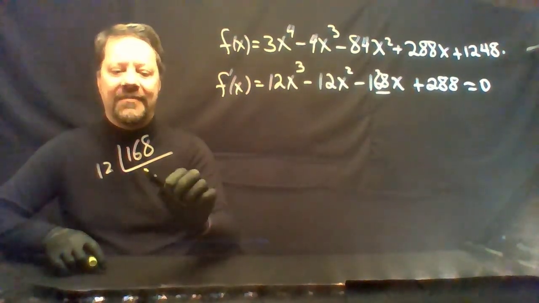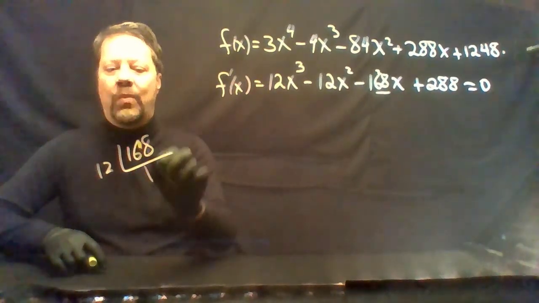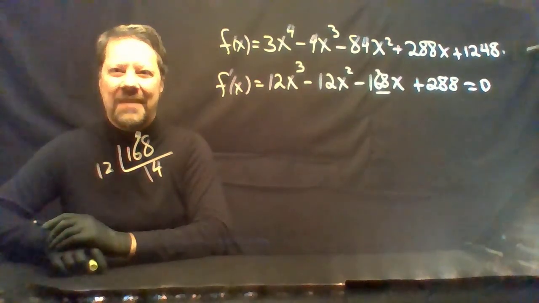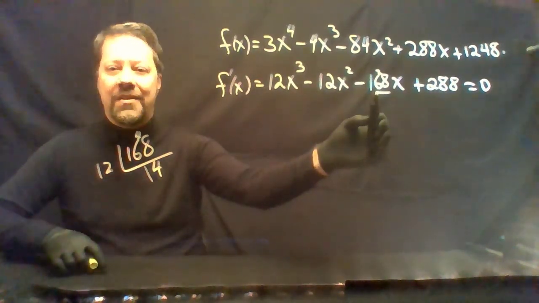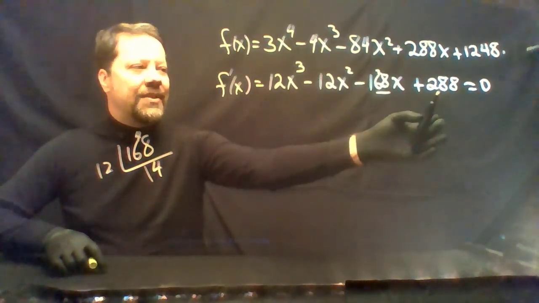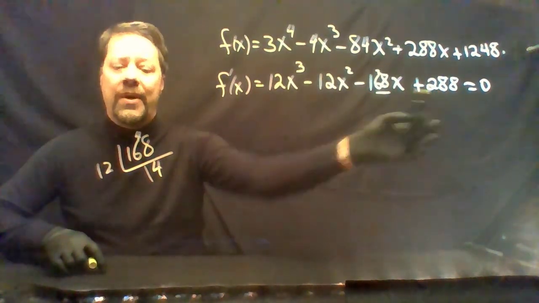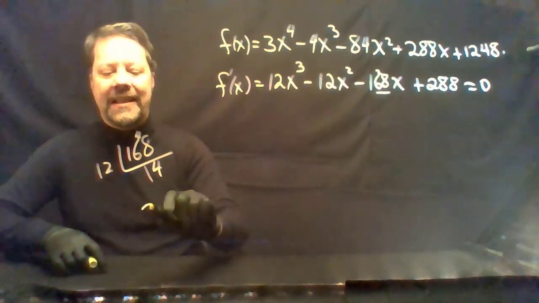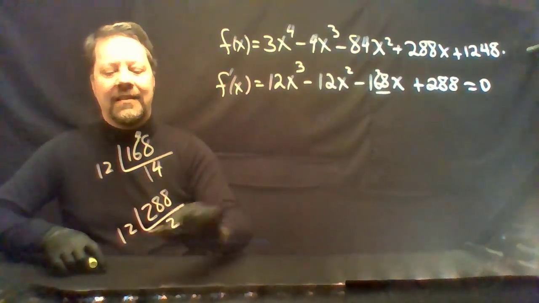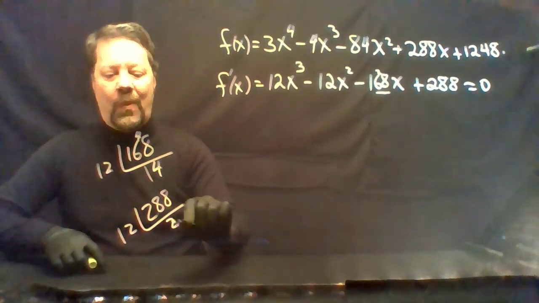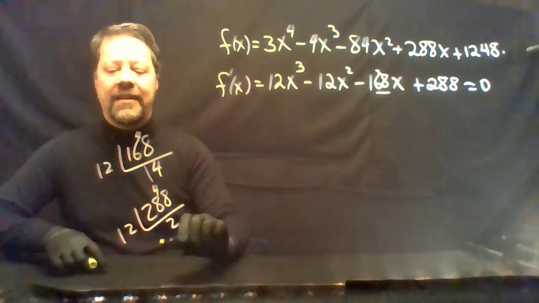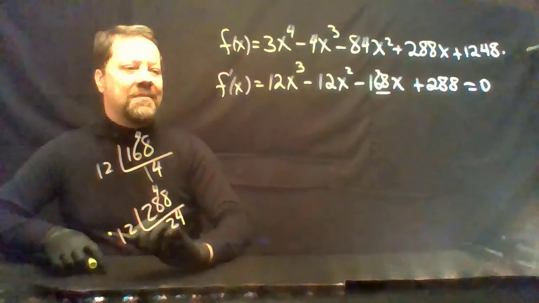To see what you get, 12 goes into 16 once with the remainder of 4 and into 48 4 times. So 168 is 12 times 14. How many times does 12 go into 288? That's pretty easy. It goes into 28 twice. 2 times 12 is 24, with the remainder of 4, and then into 48 4 times.